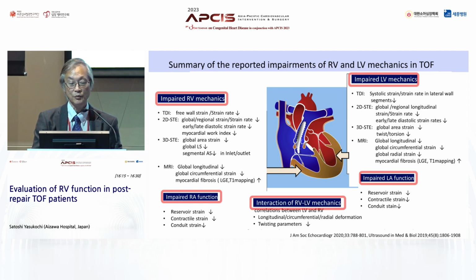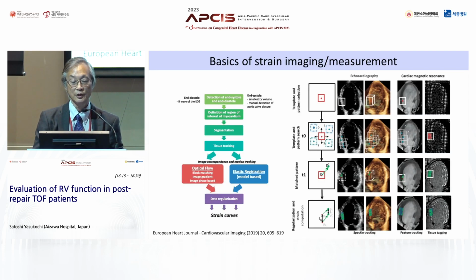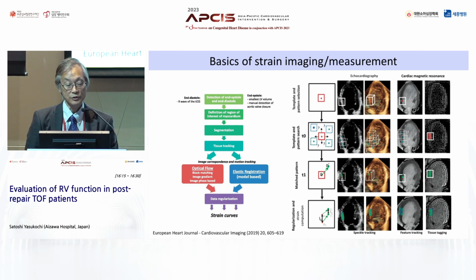Again, this is a summary of the reported impairment in RV and RV mechanics. But most of the studies reported strain, so you have to understand the basic strain imaging and measurement issues. Strain imaging uses speckle tracking, optical flow, and elastic registration, and gets the data and then the strain curve. The speckle comes from MRI, and also from 2D echo, 3D echo, and MR tagging as well.